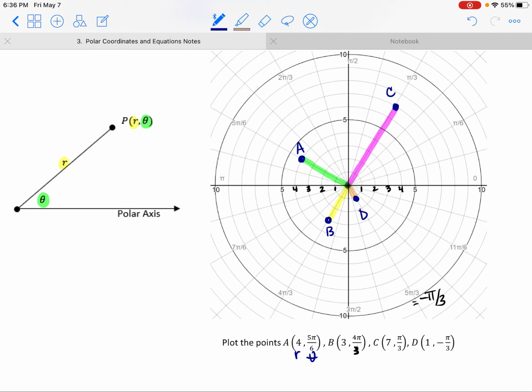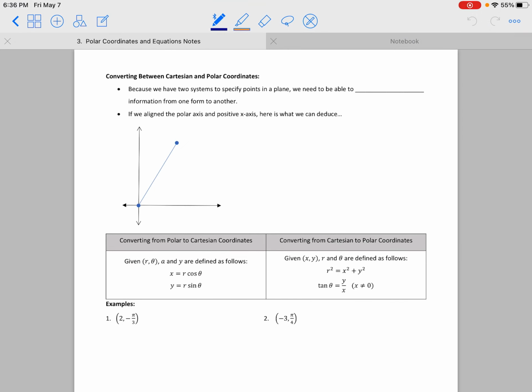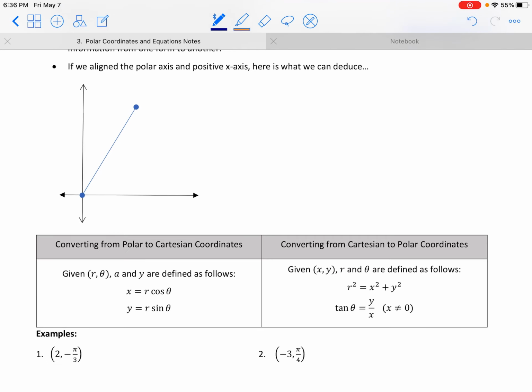Okay, so not too bad, just plotting points. It takes practice. It's definitely a different way of thinking. But because we have points now in two different systems, it's going to be helpful for us to be able to go back and forth. So we need to be able to take a rectangular coordinate and convert it to a polar coordinate or vice versa. So we got to be able to convert back and forth now that we have two systems. And so to see how the conversions work, or the connections, what I'm going to do in this picture is just merge the two systems.